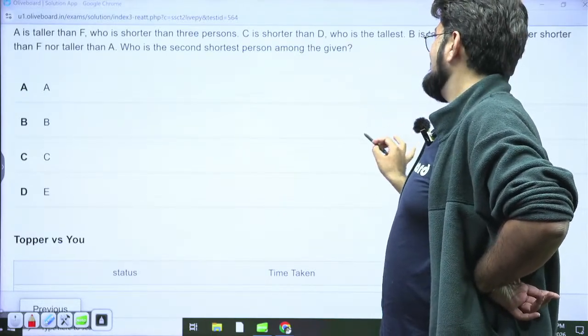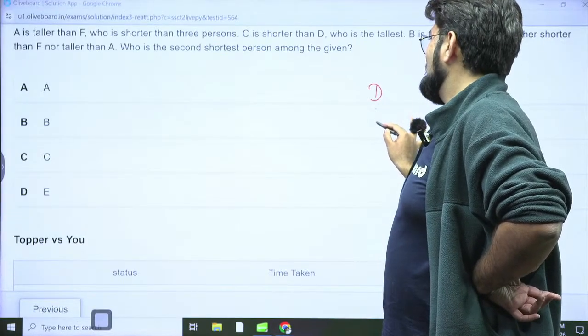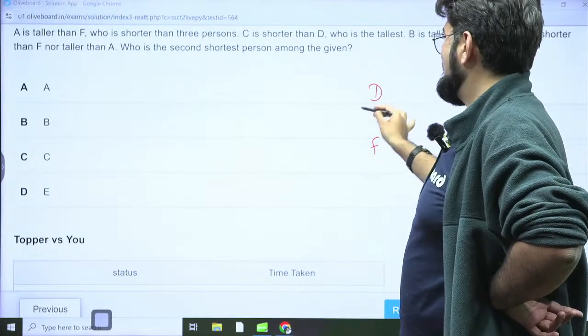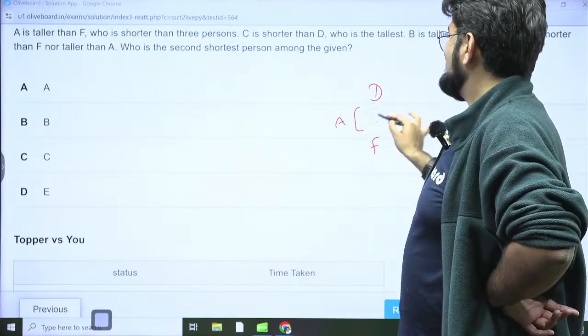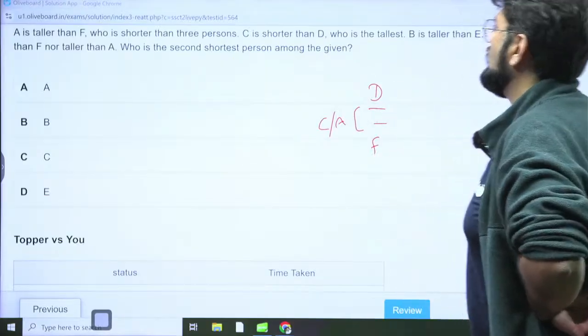C is shorter than D, who is the tallest? Okay, D is the tallest, C is shorter, and 3 persons. So this is F. F is shorter than 3 persons. A can be anywhere here, and C also can be anywhere here in between. So there are 1, 2, 3, 4 people we know about.